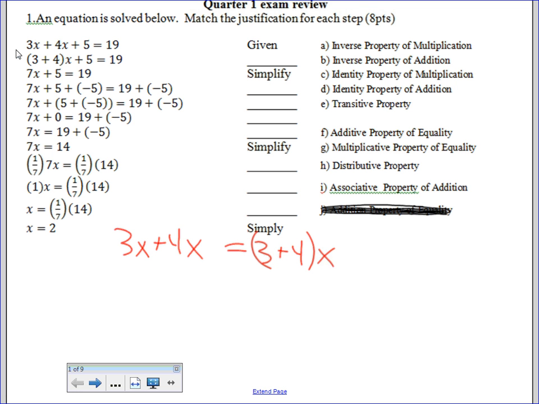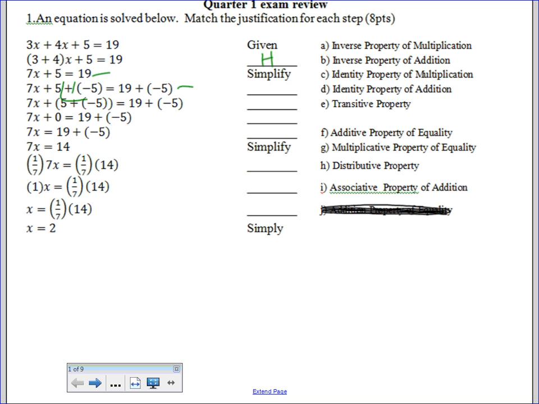Now, a lot of times it's hard to see this, and so I'm going to flip it around a little bit, and we should have an easier time of seeing what's going on. If we look at this, the x is being distributed. And so this is the distributive property that's being displayed there. So for the second step, it says simplify. So then, what's happening between here and here?